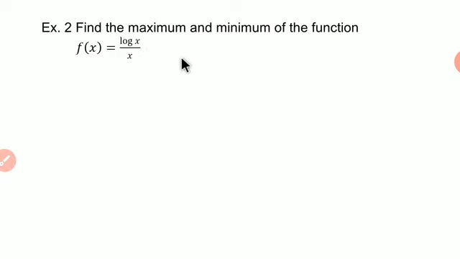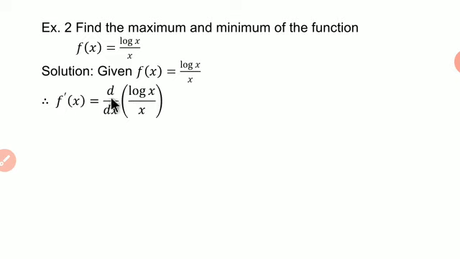Now see the next example. Example number 2. Find the maximum and minimum of the function f of x is equal to log x upon x. Solution: given f of x is equal to log x upon x. So f dash of x is equal to d by dx of log x upon x.